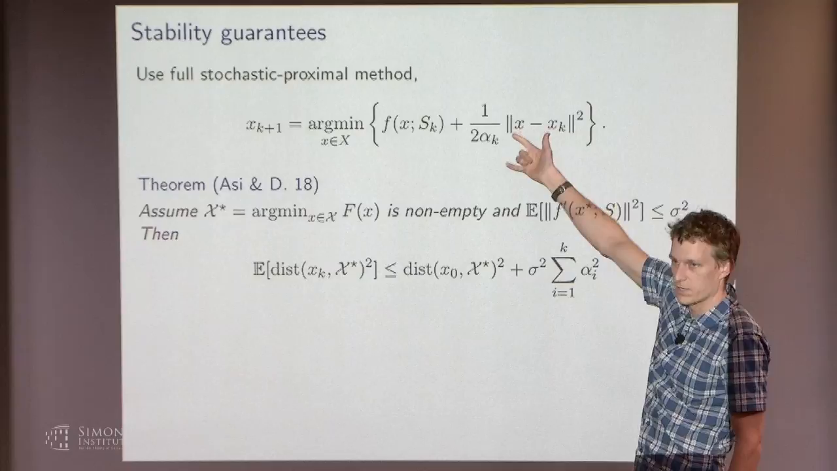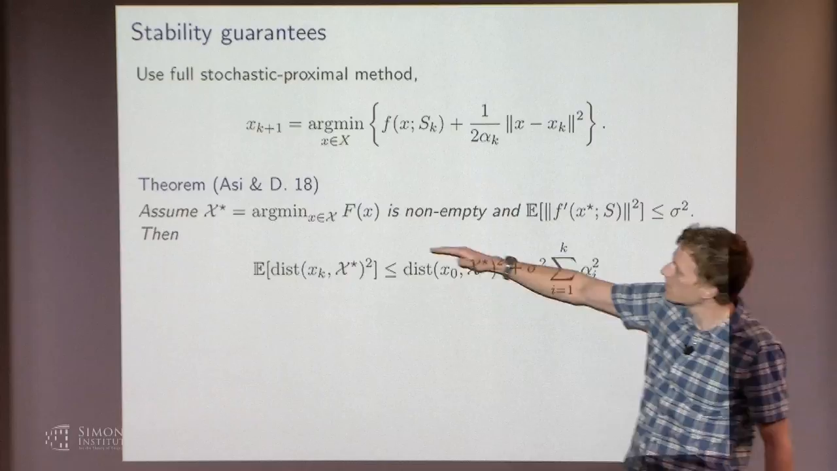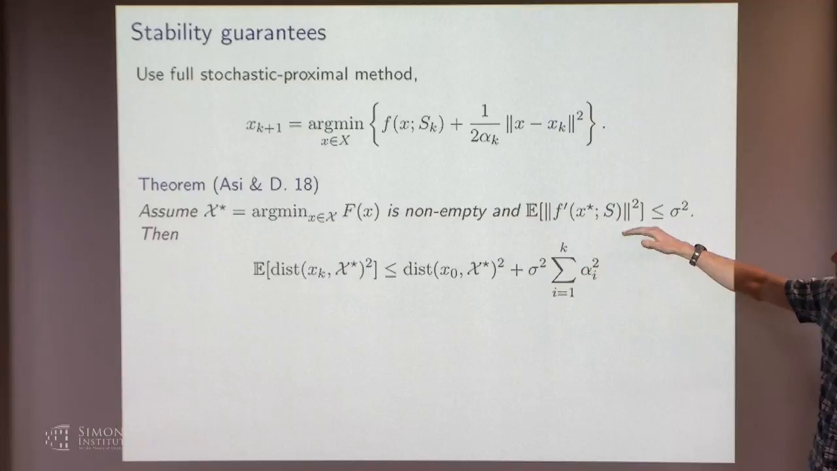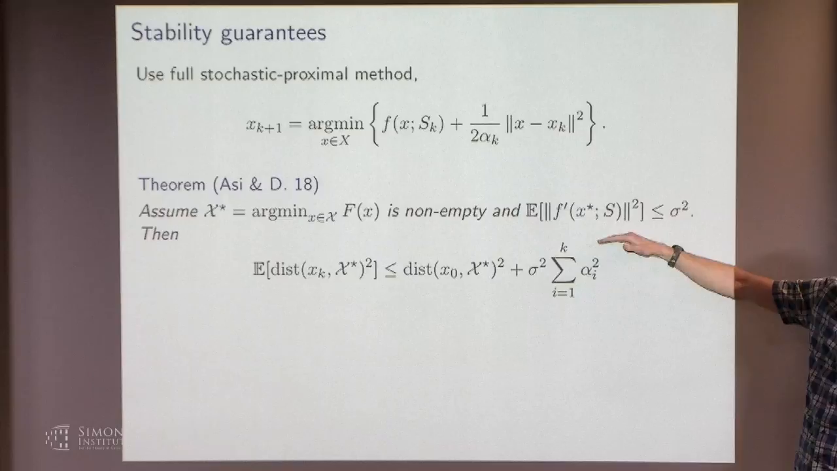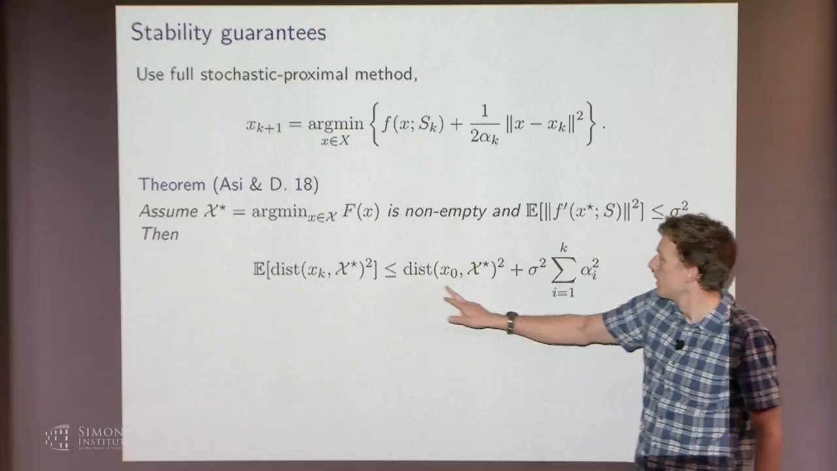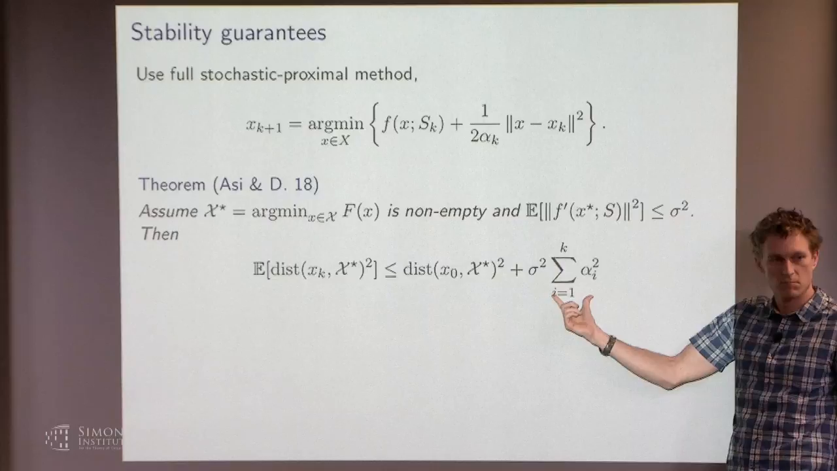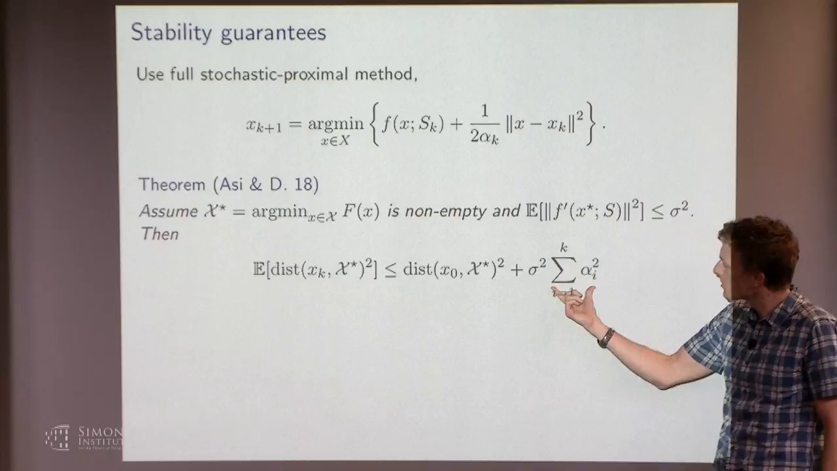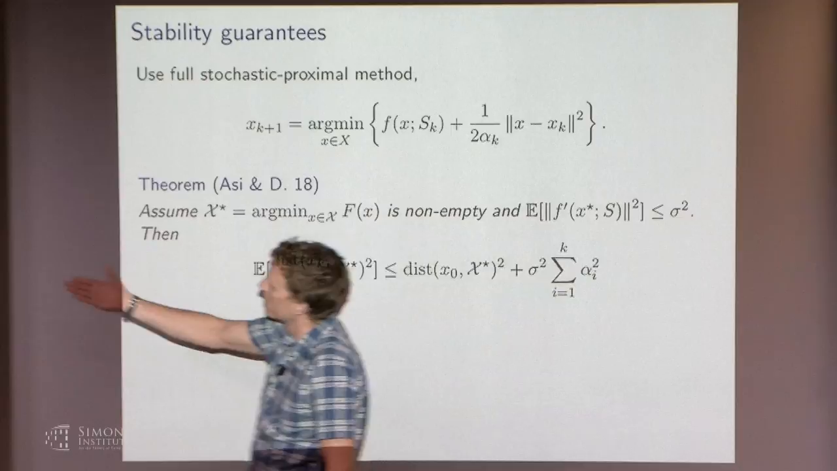Then, as long as the minimizers of your population exist, so it's non-empty, and you have a finite variance of your gradients at the optimum, not everywhere, just at the optimum, that's all I care about, then my expected distance of my iterate to the optimum is bounded by my initial distance plus a sum of squared step sizes. Okay, you think, well, that doesn't tell me much, but it does tell you something. It tells you you'll never diverge exponentially, and as long as your step sizes are square summable, which is a typical condition, for example, if your step size satisfies beta between half and one, then you just won't diverge.